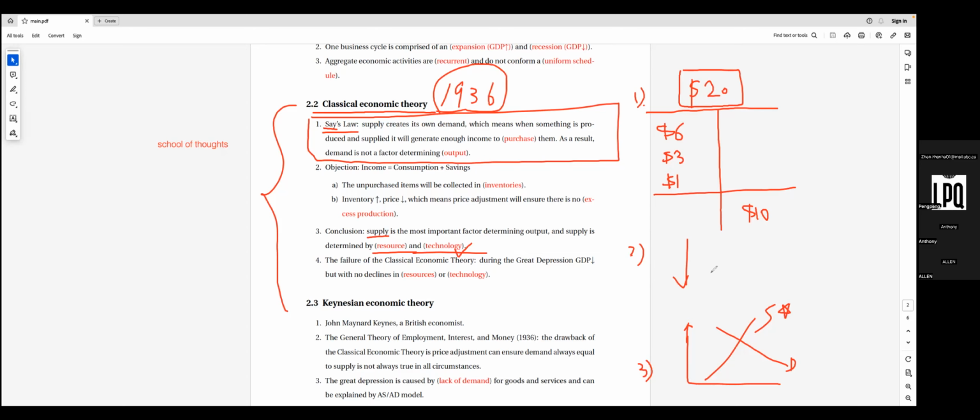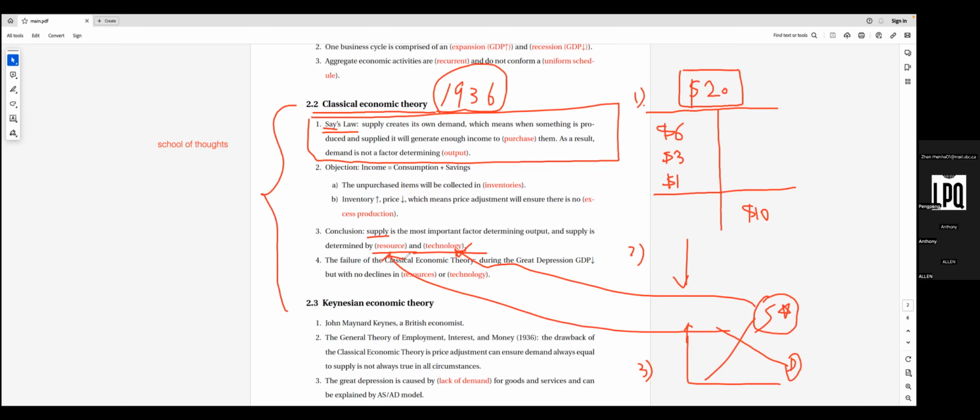Okay, and we put everything together. Based on classical economic theory, GDP in the long run is determined only by the supply curve, but not the demand curve. We don't need to care about the demand curve because the people who make money will ultimately spend the money they made. And in the long run, the supply curve is determined by these two things, technology and resource. This is basically the classical economic theory.